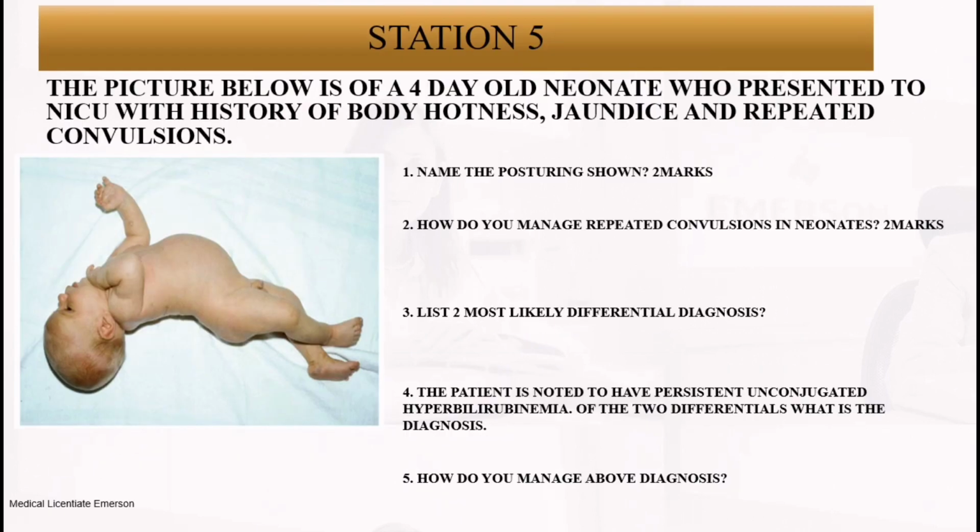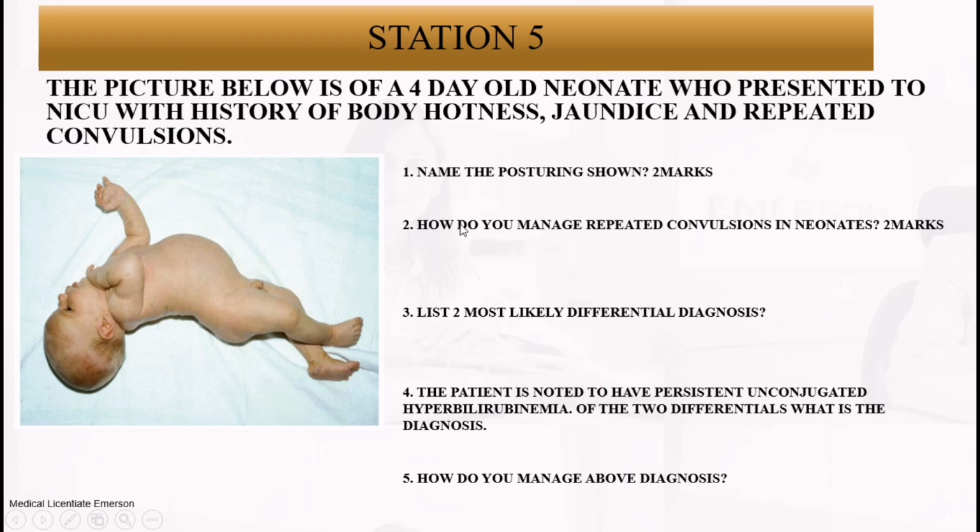So station 5: the picture below is of a 4-day-old neonate who presented to NICU with history of body hotness, jaundice, and repeated convulsions. 1. Name the posturing shown. 2. How do you manage repeated convulsions in neonates? 3. List 2 most likely differential diagnoses. 4. The patient is noted to have persistent conjugated hyperbilirubinemia. Of the 2 differentials, what is the diagnosis? Then how do you manage the above diagnosis?